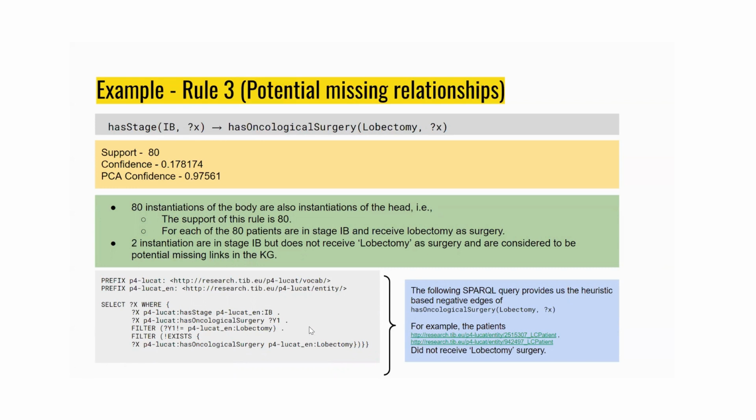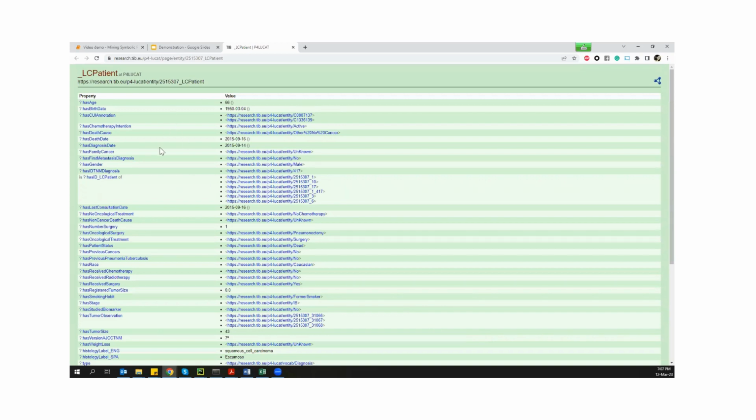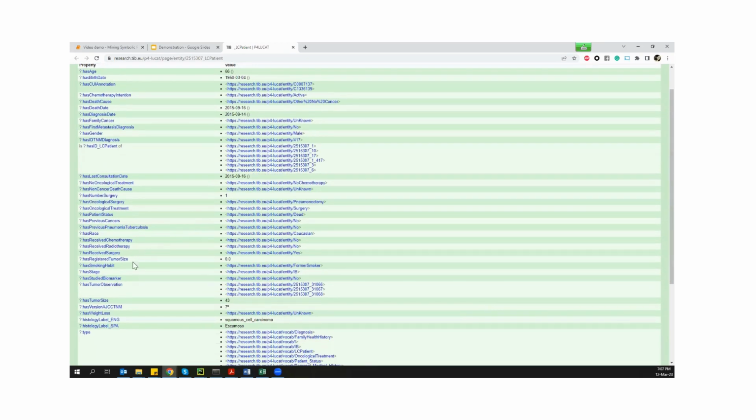Using the SPARQL query mentioned below, we identified that there are 2 instantiations that are in stage 1B but do not receive lobectomy as a surgery. If we click on the link below, we can see that the stage of the patient is 1B but does not receive the oncological surgery. They said they received surgery, yes, but the oncological surgery is not lobectomy.